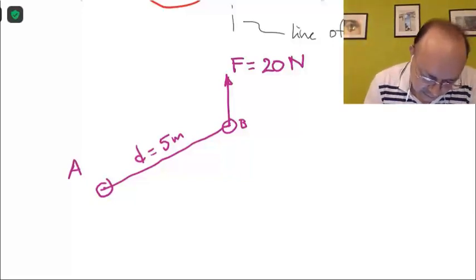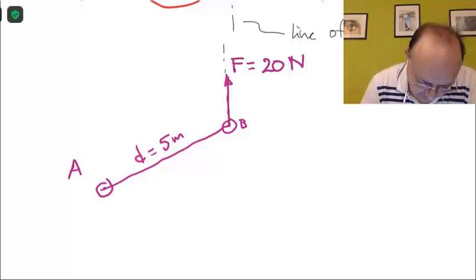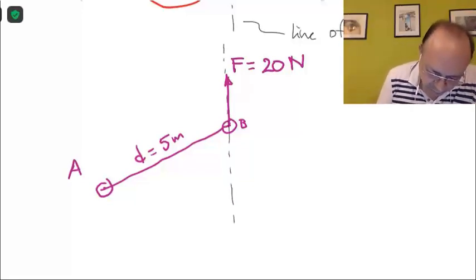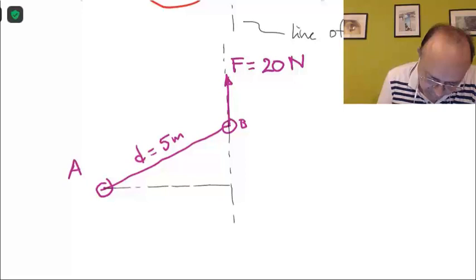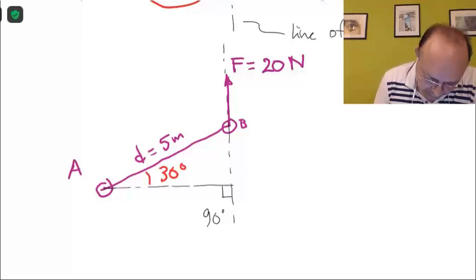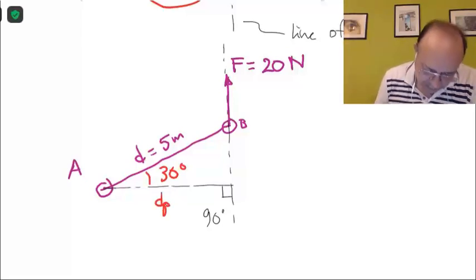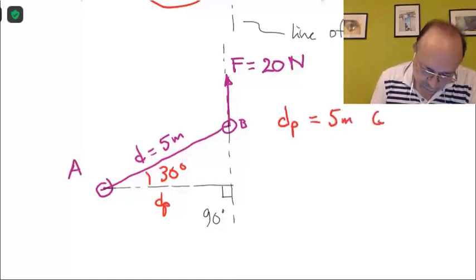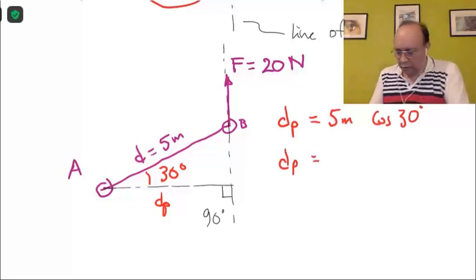Only if somebody tells us that this is the line of action of the force, and we can find the perpendicular distance from that point A to the line of action of the force, where this is 90 degrees. If somehow we find the information that this is 30 degrees, then we can find this distance. Let's call it D perpendicular. D perpendicular to the line of action will be 5 meters cosine 30 degrees.